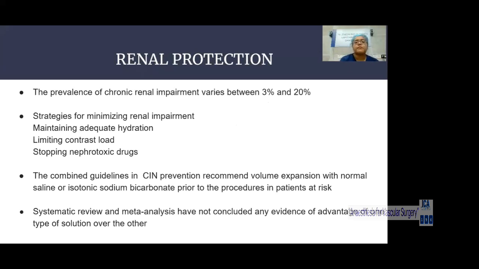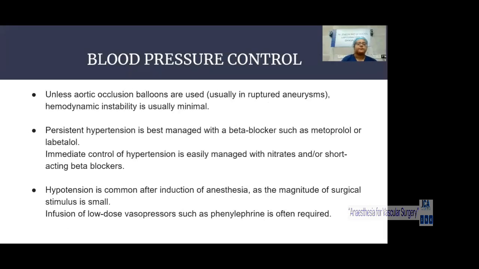Renal protection is an important part of endovascular repair. It has been extensively covered by Dr. Achala. Strategies for minimizing renal impairment are maintaining adequate hydration, limiting contrast load, and stopping nephrotoxic drugs. The combined guidelines for CIN prevention recommend volume expansion with normal saline or with isotonic sodium bicarbonate.